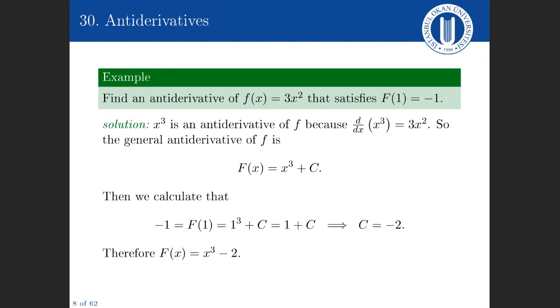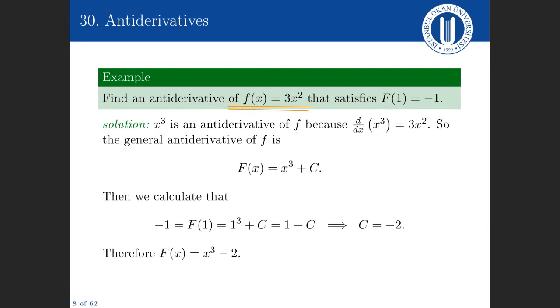How do we do this? First, we're going to find an antiderivative, any antiderivative. And I'm going to start with the antiderivative x cubed. This is an antiderivative of 3x squared because the derivative of x cubed is 3x squared. As soon as we know one antiderivative, we can write down the general antiderivative by adding a plus c on that. x cubed plus c is the general antiderivative of 3x squared. We've done the first part.